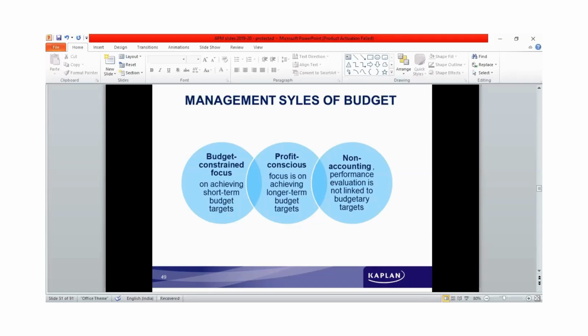Apart from the financial perspective, the other non-financial performance indicators are also considered. So non-accounting performance evaluation is not linked to budgeted targets. Some of them are also focused on other aspects like customer efficiency, no defects, scrap values, a safe environment, safety measures being taken in the organization, motivating the employees, training the employees. These are other parameters which should also be considered. It is not only the revenue and the profit which should be considered, but also the non-accounting performance evaluation is taken up by the managements.